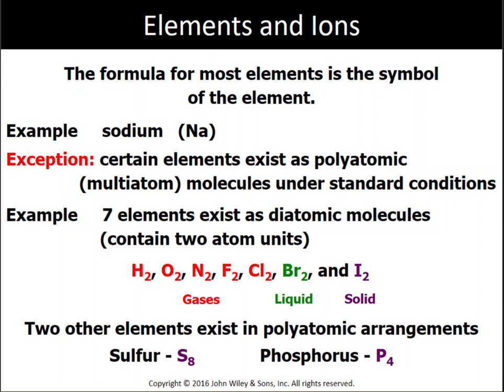Sulfur in an elemental form is always S8, and phosphorus in an elemental form comes as P4. Now, knowing which elements are monoatomic, which ones are diatomic or polyatomic, is important when we start writing chemical equations. So in a stable form, hydrogen, oxygen, nitrogen, fluorine, chlorine, bromine, and iodine are diatomic. Sulfur is S8 and phosphorus is P4. Any other element on the periodic table is monatomic.